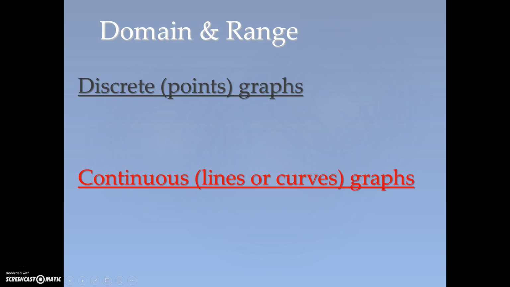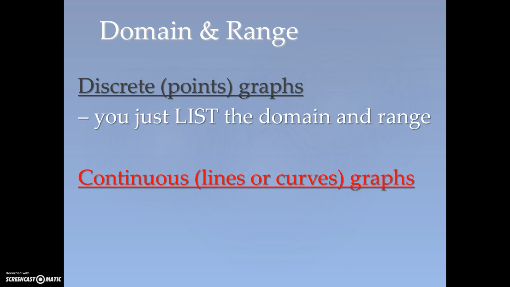All right, class. We are going to talk about domain and range in this video. I know we've talked about it before, and we are going a little deeper. Before we talked about discrete graphs, where we found the domain and range, and a discrete graph is where you just have points. And when you just have points, you just list the domain and range based off of the x and y values.